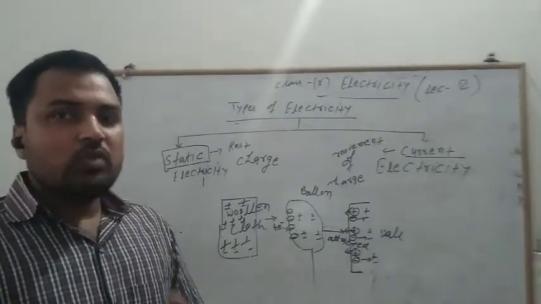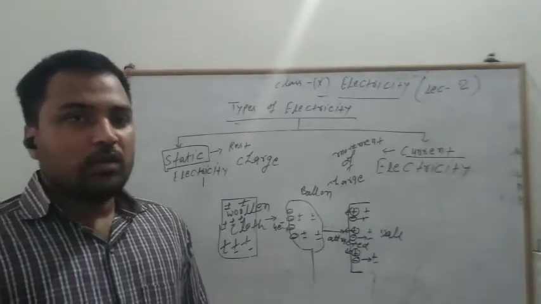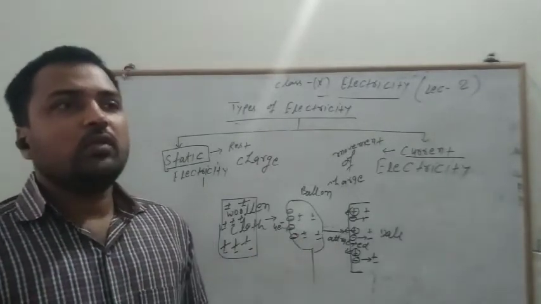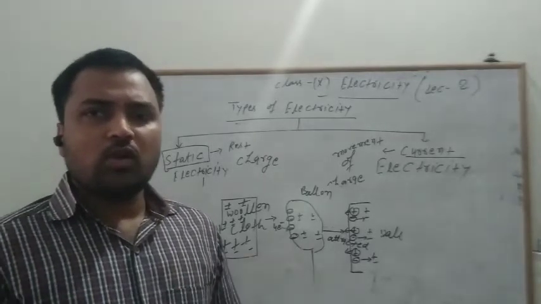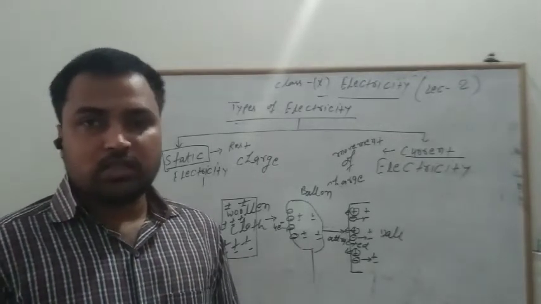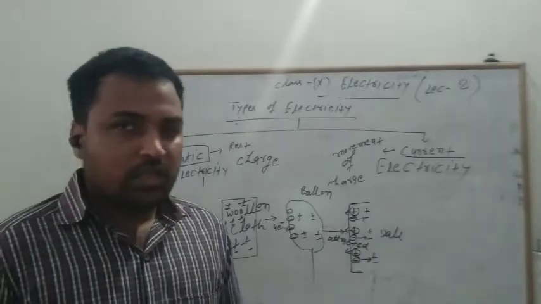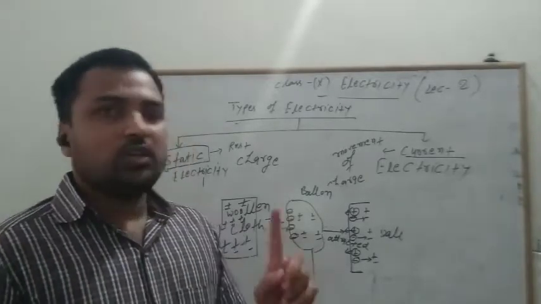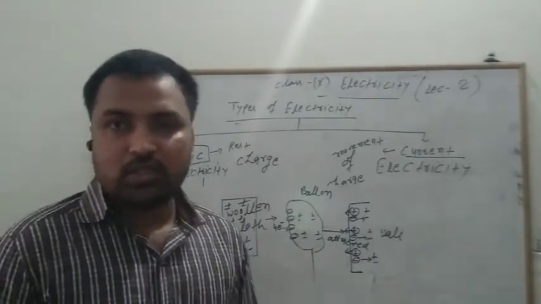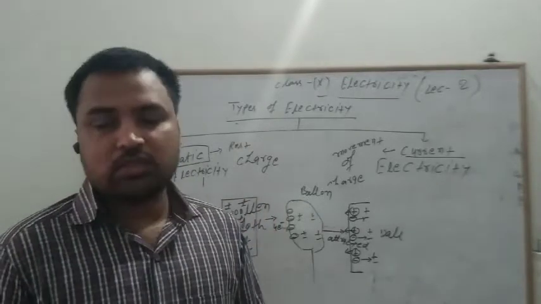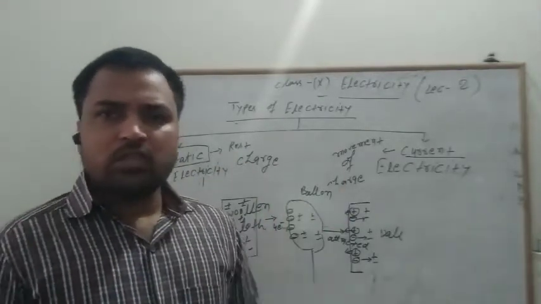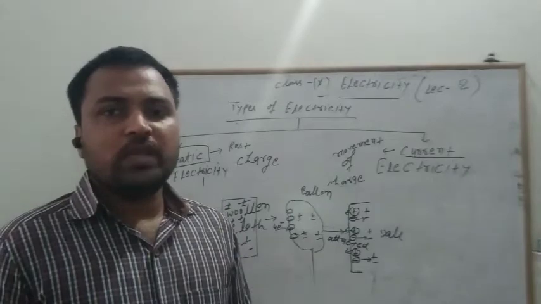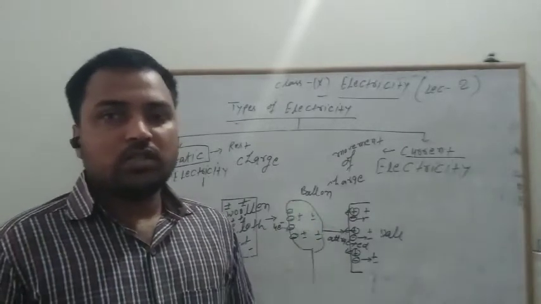Okay, now we move toward current electricity. In this chapter we will study lots of things about current electricity: electric current, electric potential, resistance, electric circuits, and how the electric current flows in an electric circuit. All these things we will study in this chapter.